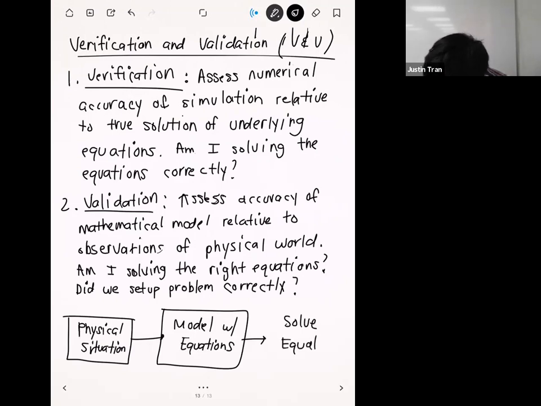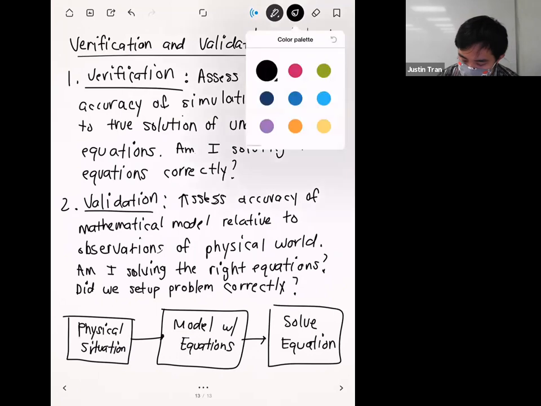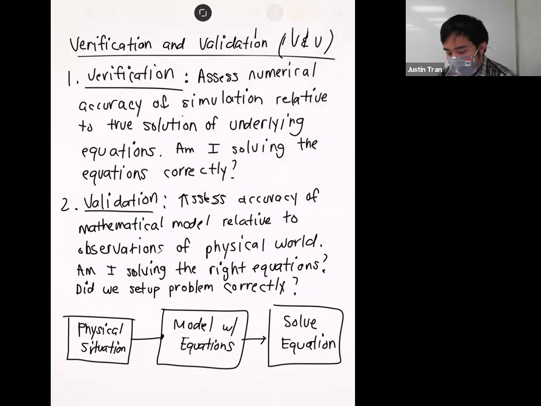Once you pick the equations, you then have to actually solve them. That's the third step right here. So that's my three-tiered approach to engineering analysis in general, right? You have a physical situation, you pick equations to model it, and then you actually solve the equations.